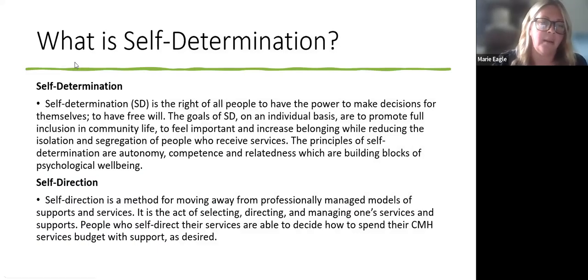Okay, I'm not going to read this slide, but for those of you who don't know, these are the definitions of self-determination and self-direction taken directly from the self-direction technical requirement implementation guide. So I'm hoping that most people present today have a basic understanding. If not, this slide will give you general information about what self-determination is, and that's the philosophy, and what self-direction is, which is the methods for allowing people to self-direct their own services within the community mental health system.